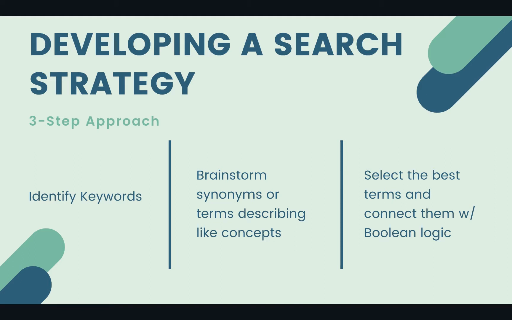As a researcher, you are going to need to begin developing search strategies. This is a 3-step approach you can take. You can start by identifying keywords you are going to use to search in the databases. Then you will brainstorm synonyms or terms of similar concepts. Then you will select the best terms and combine them with Boolean logic.